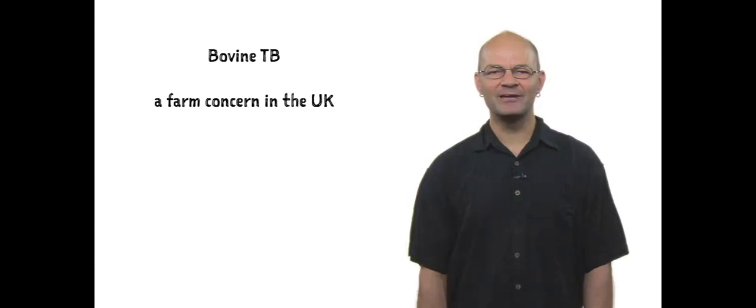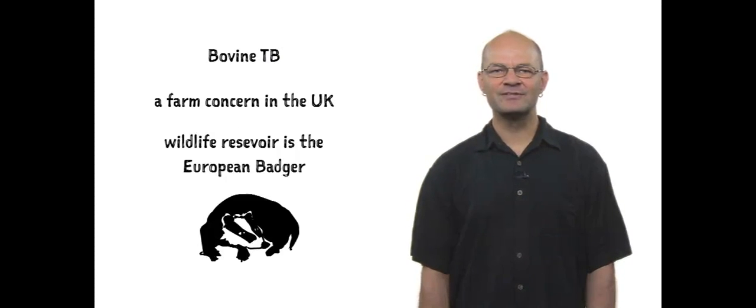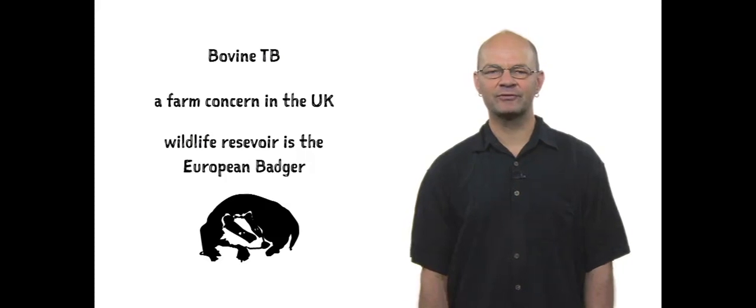Similarly, bovine TB is a farm concern in the UK, but the wildlife reservoir is the European badger, which is a protected species in the country. So culling here represents a major conflict of interest between agricultural and conservation concerns.